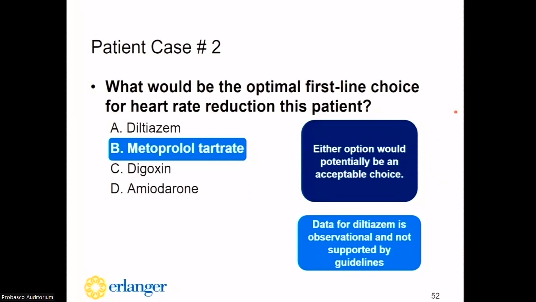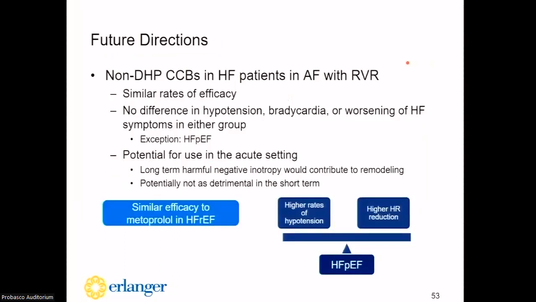So as far as which option I would still recommend using first, I would still probably go to metoprolol first, and we'll see more efficacy reported in coming slides with metoprolol. But I think these studies challenge this idea that you cannot use diltiazem in these patients. Based on this data, it is potentially an option that you could consider, particularly if you're not seeing adequate heart rate reduction with metoprolol alone.